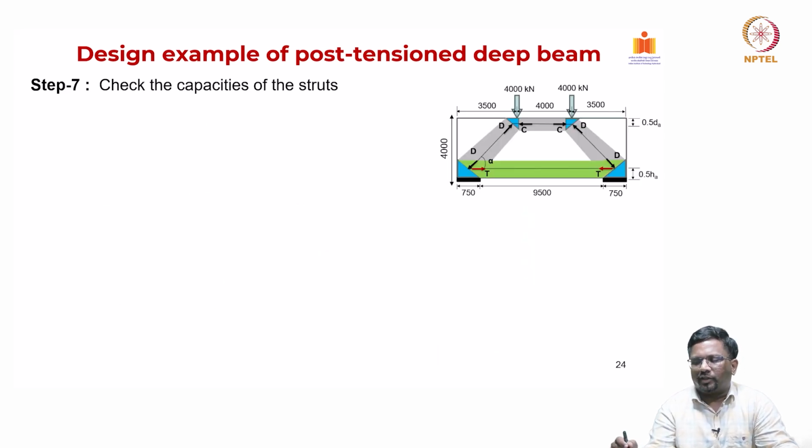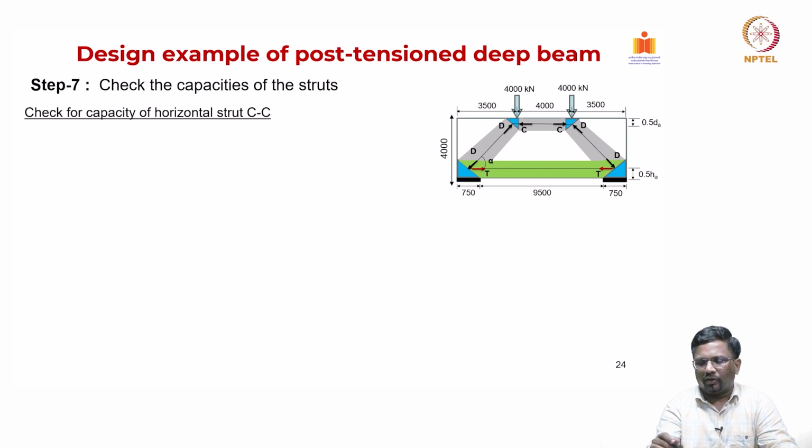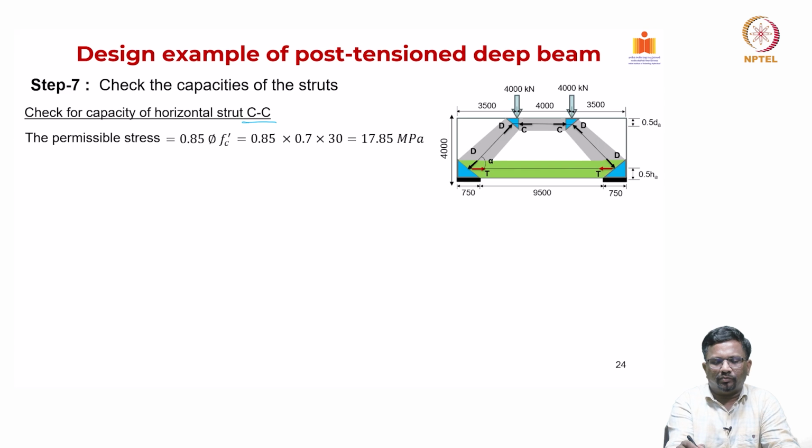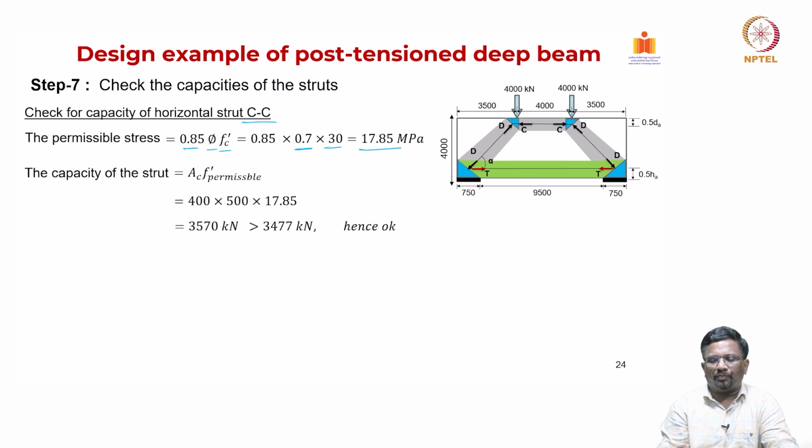Now, we have found out what the reinforcement requirement is, now I have to check whether the strut has adequate capacity or not, right. So, let us look at the horizontal strut CC. Now, the permissible stress is 0.85 times strength reduction factor times f'c. So, we take 0.85 times strength reduction factor, taken as 0.7, times f'c, which is 30. So, 17.85, and the capacity of the strut is the area of the strut, for which we have already calculated depth as 400, and it is acting over a width of 500. So, 400 into 500 into 17.85 gives me a force of 3570 kilonewton, which is greater than 3477 kilonewton, therefore, it is okay, right.